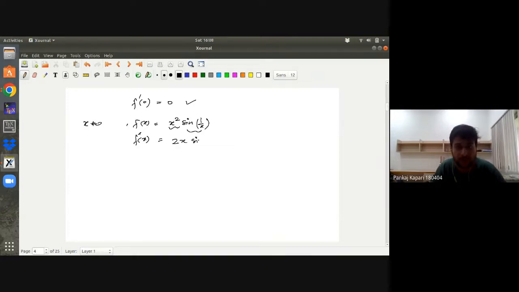So this is 2x times the second function, which is sine of 1 by x, plus the first function times the derivative of the second function. So what is the derivative of sine 1 by x? d by dx of sine 1 by x. The derivative of sine x is cos x, so this is cos of 1 by x. Now we have to differentiate 1 by x also, because it's a composite function. So we apply the chain rule.